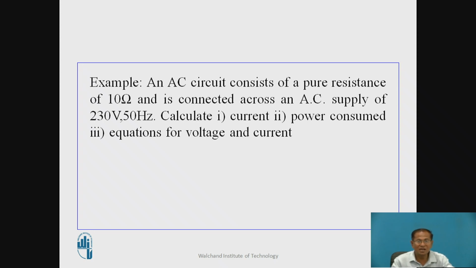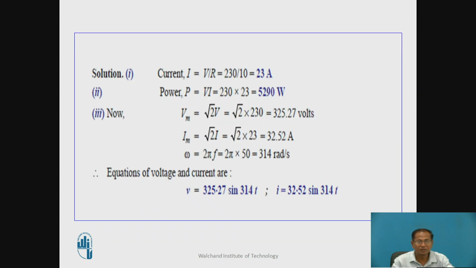As we know, Vrms = Vm / root 2. So with the help of this equation, first calculate Vm. Then omega = 2 pi f, which is given, so calculate omega with the help of the above equation. Omega = 2 pi f. Now, first calculate current I.